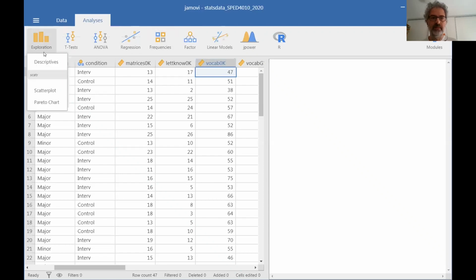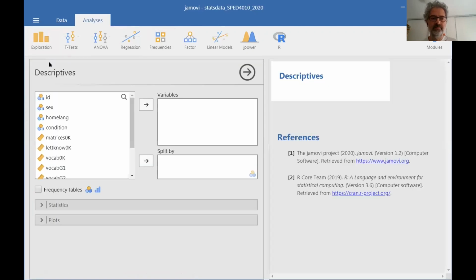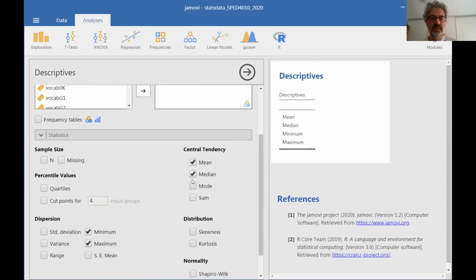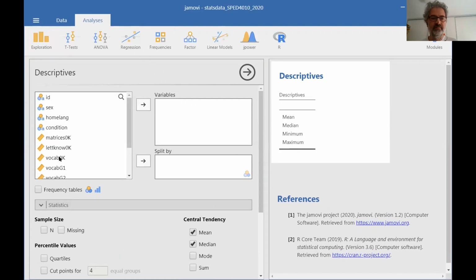We'll go to Exploration, Descriptives, and choose to look at the mean, median, minimum, and maximum performance. So for vocabulary in kindergarten, we see that scores ranged between 38 and 91, and that the mean score was 61.3. So compared to 61.3, our score of 47 seems quite low.